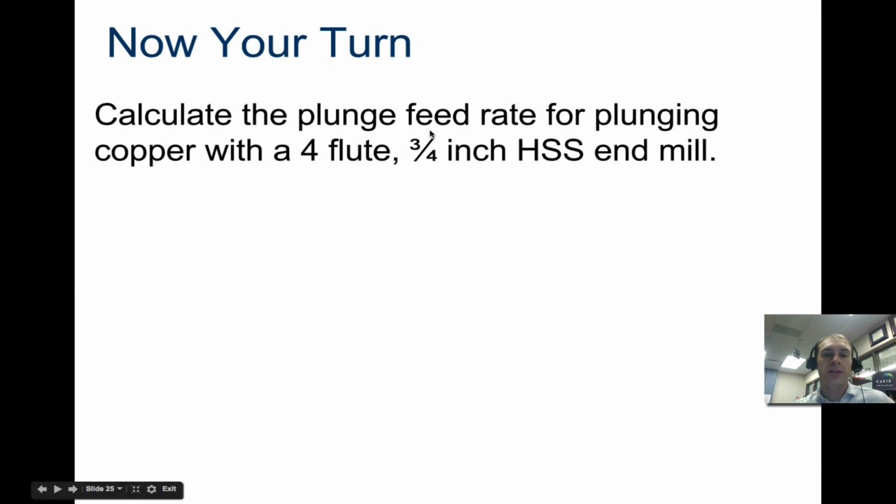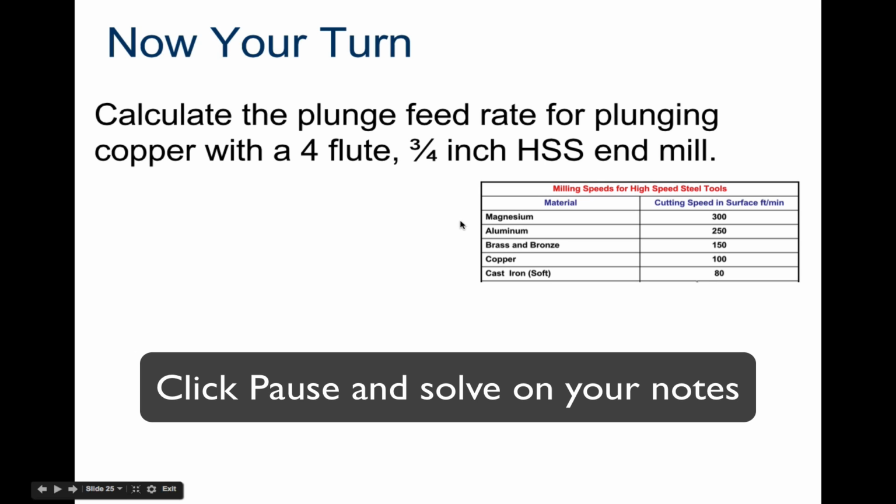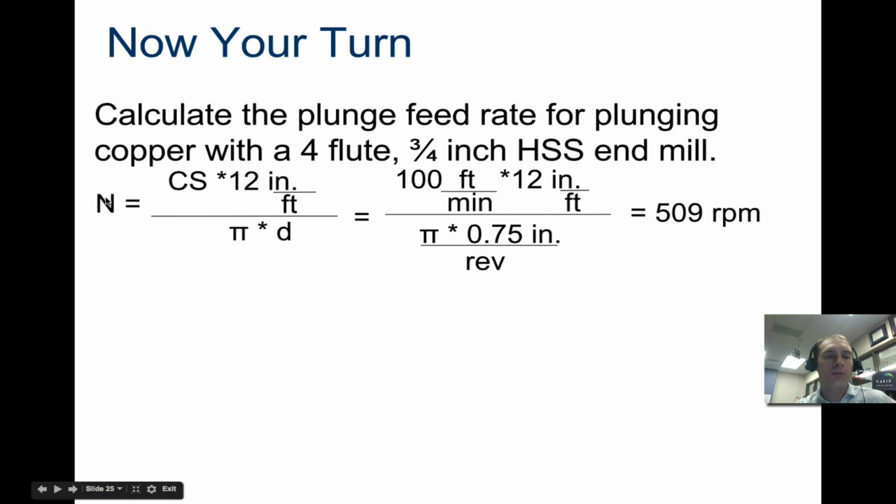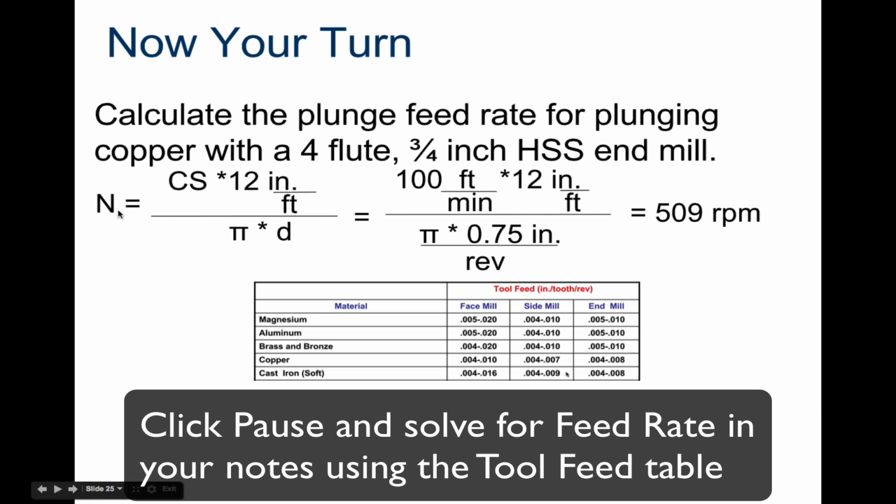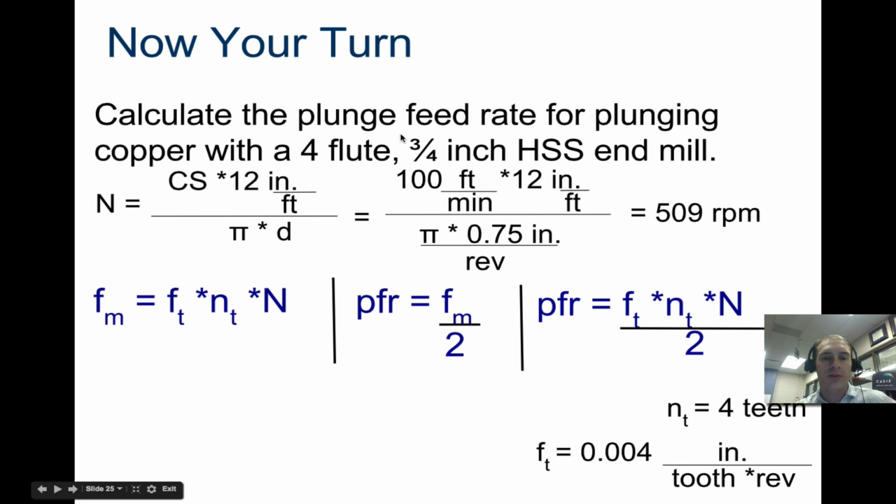So now it's your turn. Calculate the plunge feed rate for plunging copper with a 4-flute, 3/4 inch high-strength end mill. So hopefully you calculated the spindle speed to be 509 RPM. Copper had a cutting speed of 100.75 for the 3/4 inch diameter. And then the number of teeth was 4 flute, and your FT for copper is 0.004.